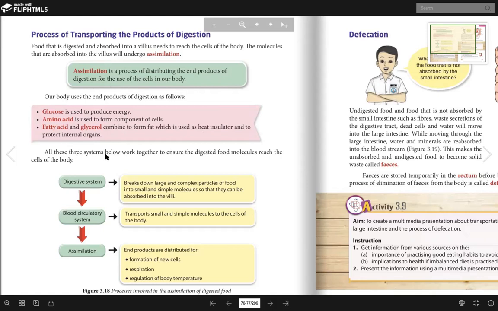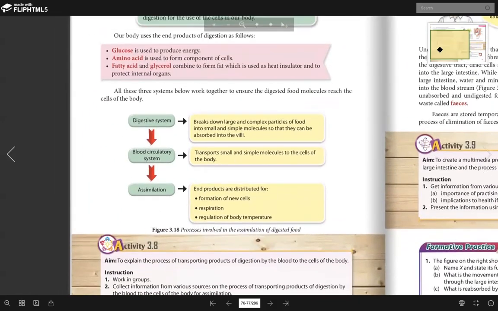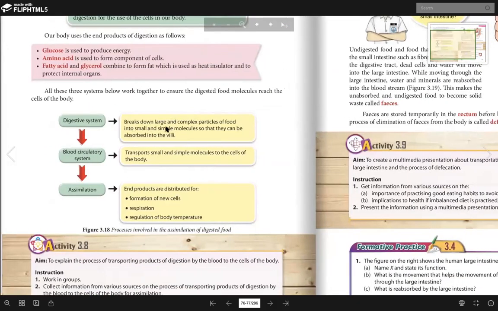Okay, so all these three systems below work together to ensure the digestive food molecule reach the body cell. Jom kita tengok kat bawah. So digestive system, it will break down large and complex particle of food into small and simple molecule so that they can be absorbed into the villi. Lepas tu blood circulatory system transport all the simple molecule to the cell of the body. And the last one, assimilation. The end product are distributed for, ni untuk apa? Formation of new cell. Yang ni kita guna apa? Kita guna amino acid.